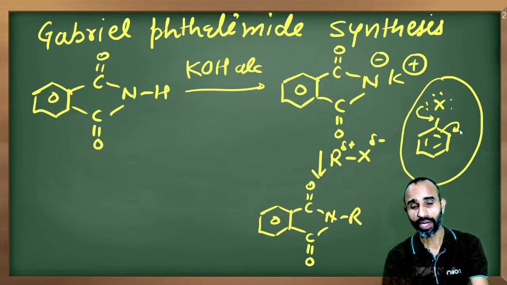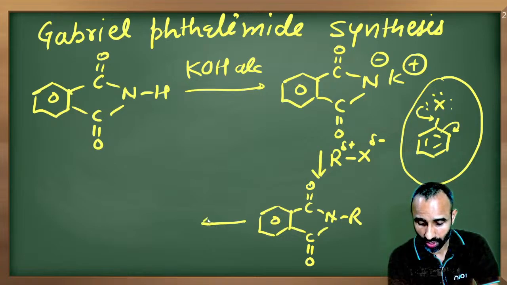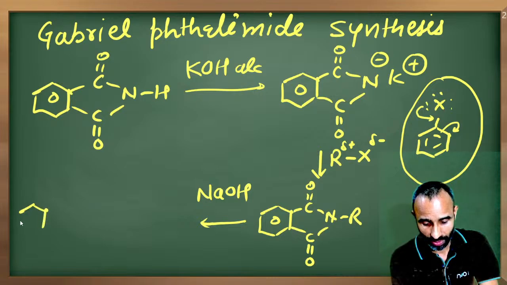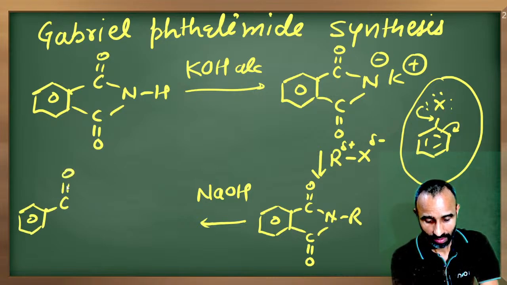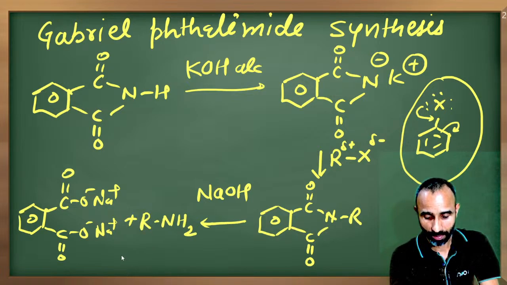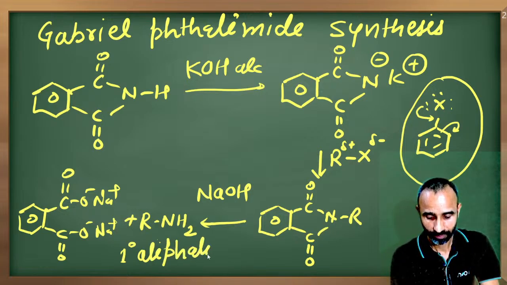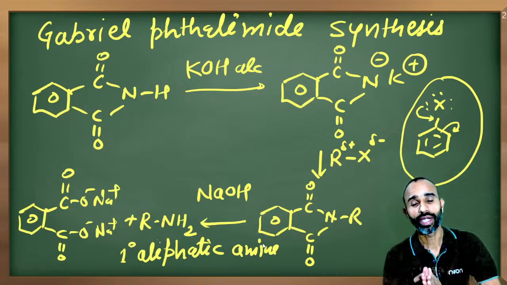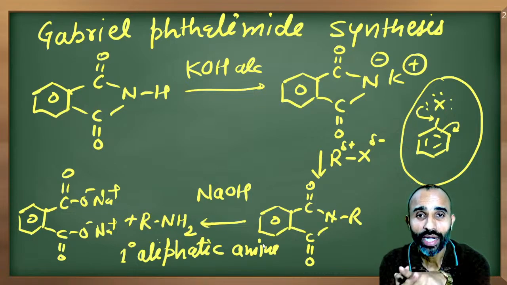So in Gabriel phthalimide synthesis, on hydrolysis we get sodium salt along with primary aliphatic amine. So this method is particularly used to prepare primary aliphatic amines only. Primary aromatic amines cannot be prepared.